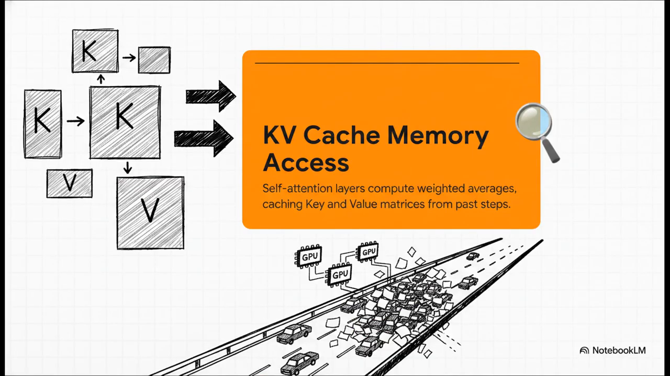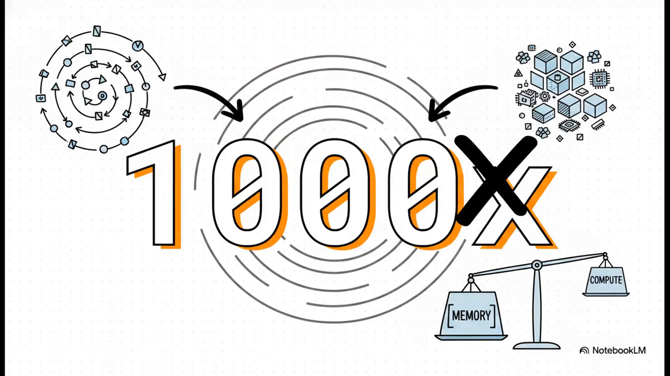It really all comes down to KV cache memory access. You know the drill. During decoding, a model's self-attention layers constantly have to compute a weighted average of past values. That means loading massive key and value matrices from memory for every single token it generates. Think of your GPU's memory bandwidth like highway lanes. When a model kicks off a long chain of thought reasoning process, those highway lanes get completely, hopelessly jammed with KV cache traffic.